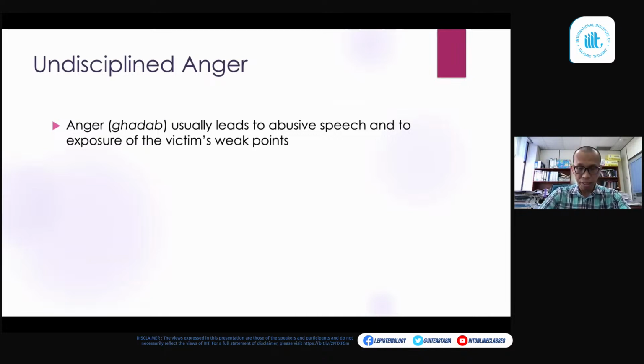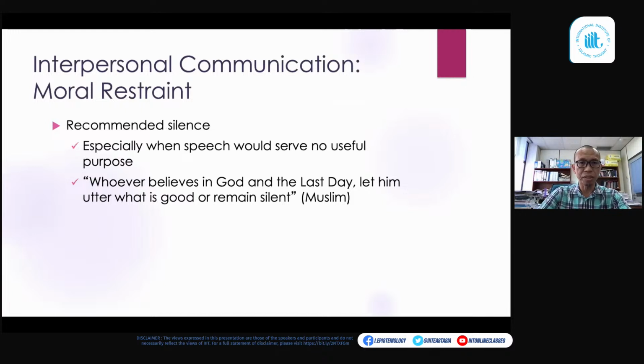And then I'm going to proceed further. So these are some of the don'ts. And of course, in Islam, we are reminded to be silent if we have nothing good to say. You can simply use your non-verbal cues properly if you want to, especially when speech would serve no useful purpose.